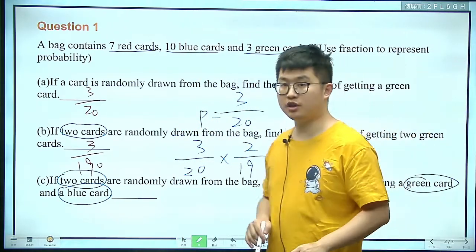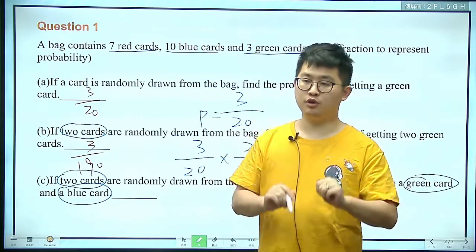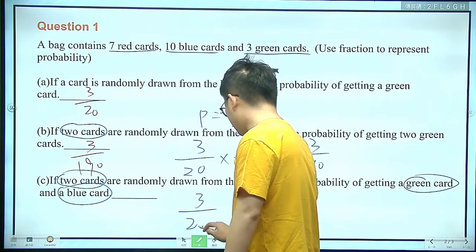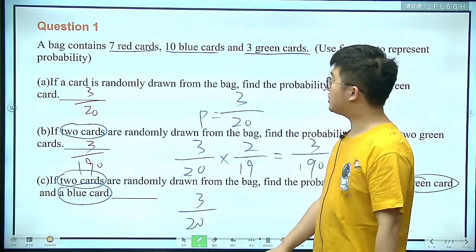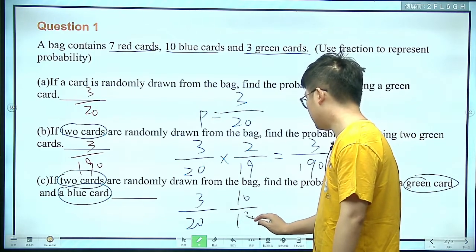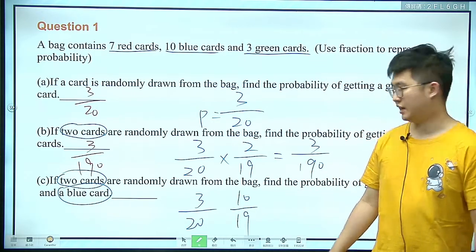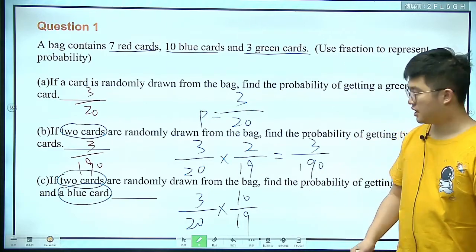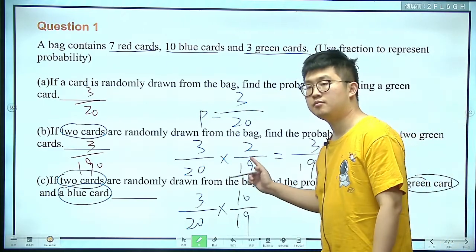The first situation would be green first, blue second. First step, 3 green cards over 20. Second step, we draw a blue one. There are 10 blue cards over 19. So multiply them. This is the probability of green card first, blue card second.